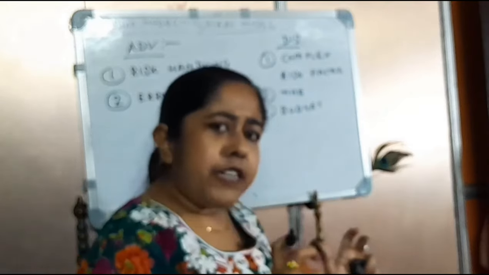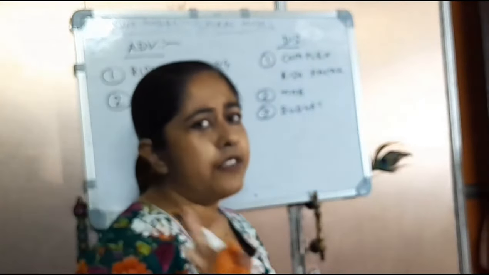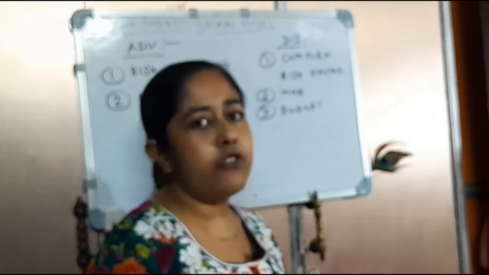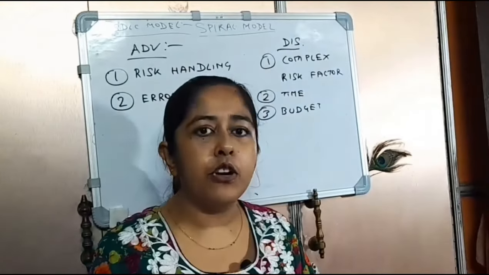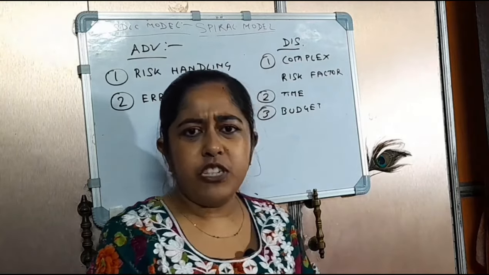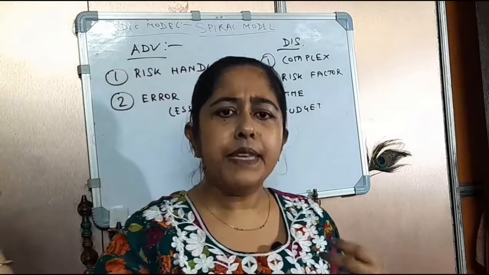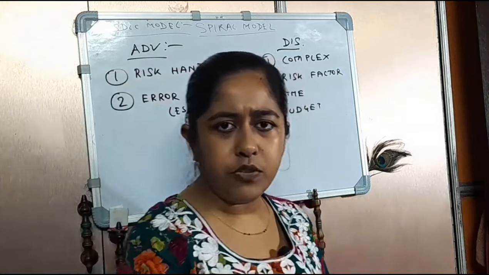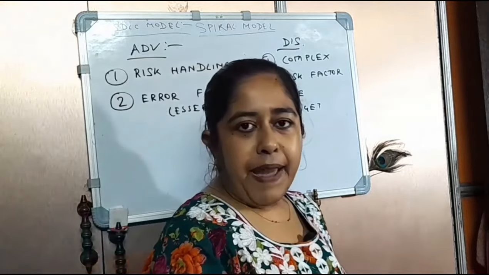So this particular model is good for those projects where you have a risk factor. If you have a risk factor, then you will obviously apply this one, because you will not have any other model which handles this risk factor. Otherwise, if your project does not have so many risks, you can easily go for the prototyping, evolutionary or other models which we are going to see now. Okay, so this is what we have in our spiral model.